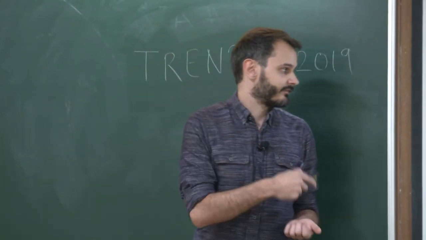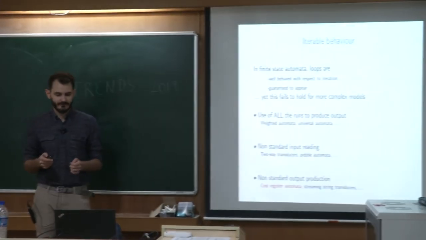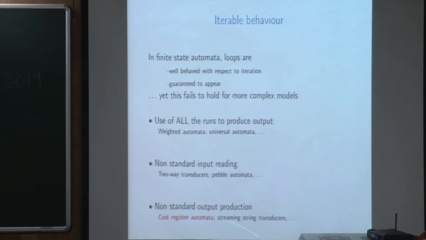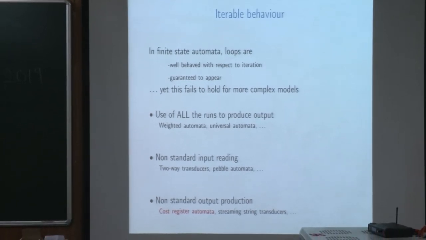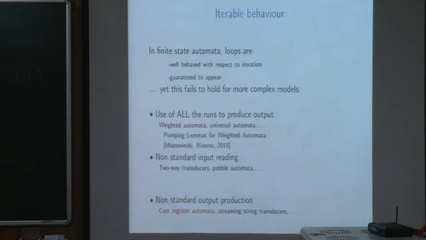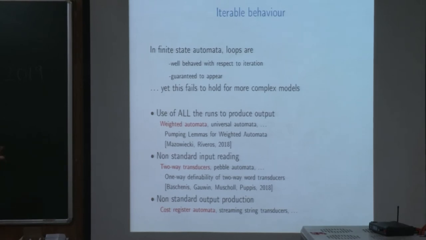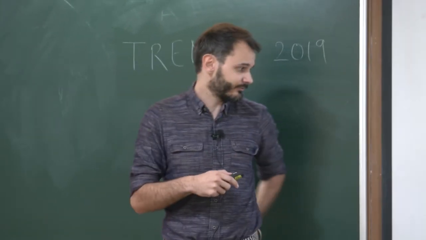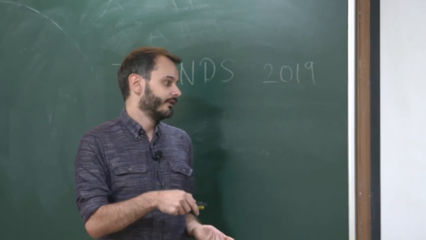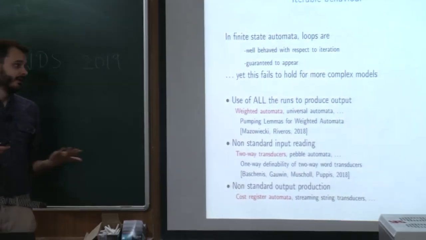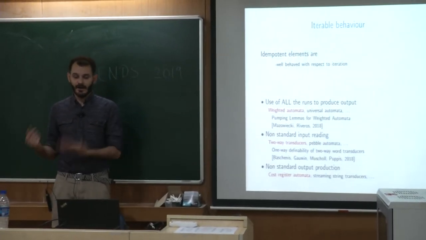OK, so yes, let's go back to this slide. I hope that I kind of convinced you that idempotents are a nice way to look at good iterable behavior for cost register automata. And it's also the case for some other models. I won't go into the details, but for example, idempotent elements corresponding to the transition monoids of weighted automata have been studied here to expose some pumping lemmas. And here, once again, you have some notion of idempotent element for the transition monoid of two-way transducers that have good properties with respect to iteration and that have been used to prove some other results. So in general, it seems like idempotent elements are well behaved with respect to iteration.